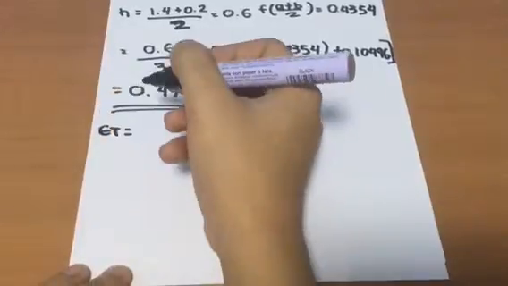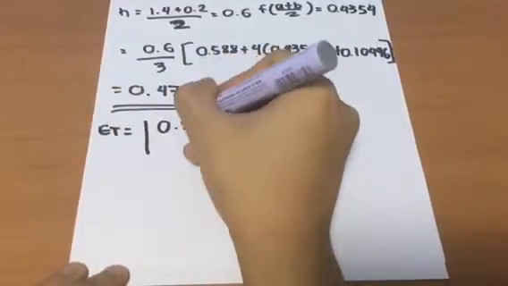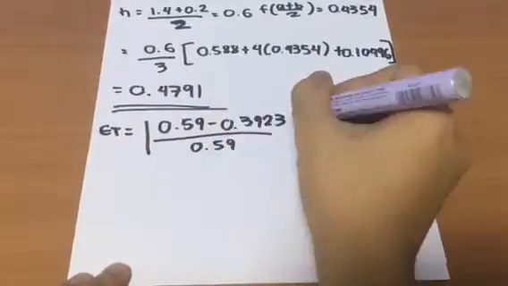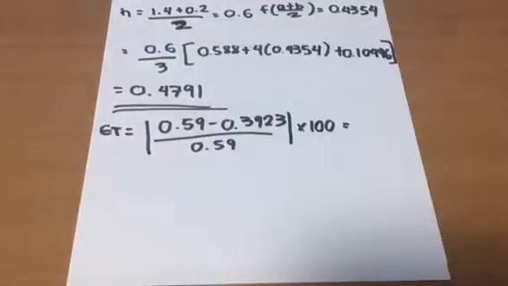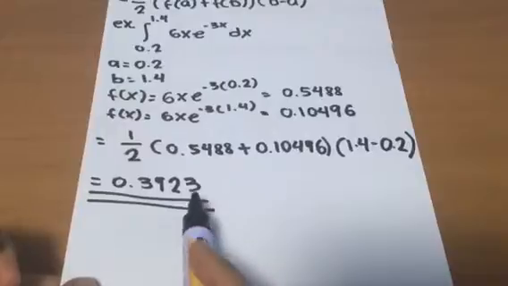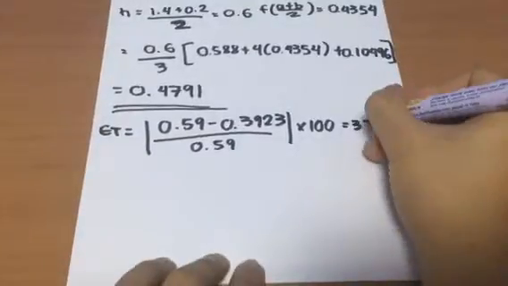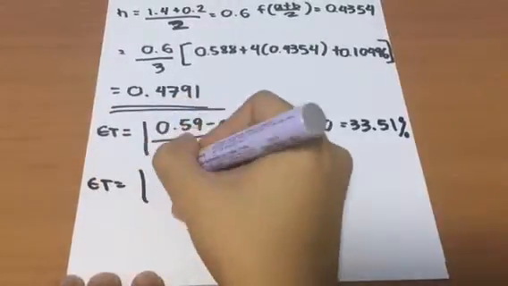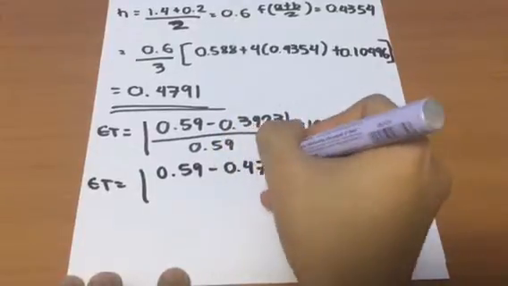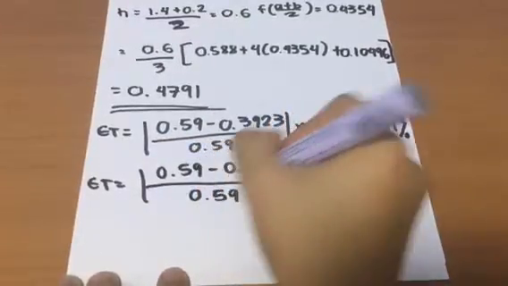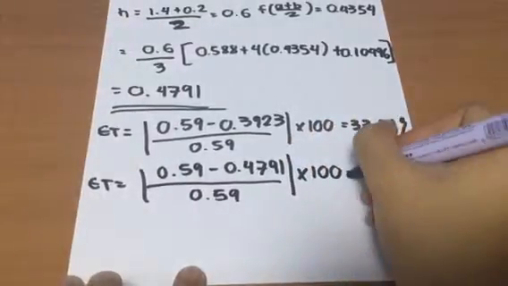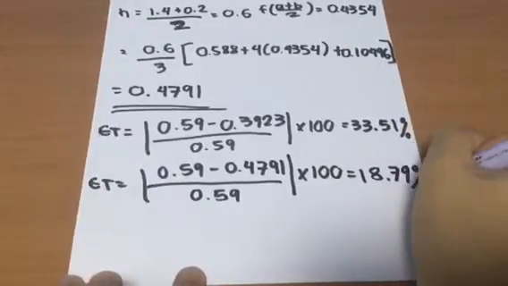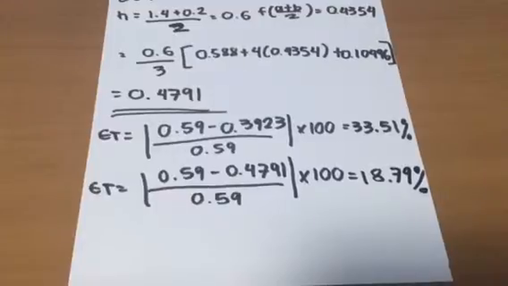We can get their true error. For our trapezoidal rule first, since our true value is 0.59, our approximate value is 0.3923. We have here the trapezoidal rule from a while ago. We have 33.51% true error, and we find the Simpson's one-third rule error, and we get 18.79%, lower than our previous true error. So that's it.